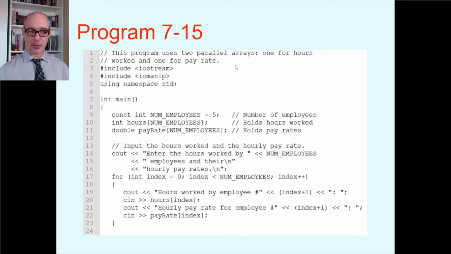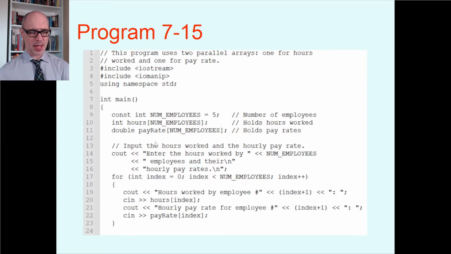Here's an example of that, program 7-15 out of the book. This program uses two parallel arrays, one for hours worked and one for the pay rate. So declaring our data at the start of the main function. And of course, we're using a named constant called NUM_EMPLOYEES for the number of employees, and that's being set to 5 here.